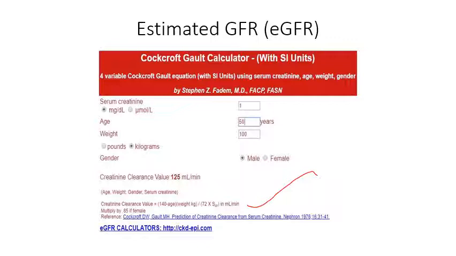Creatinine clearance value is (140 minus age in years) times weight in kilograms, divided by 72 times serum creatinine, in ml per minute, and this should be multiplied by 0.85 if the candidate is a female. So online, if you give the serum creatinine level, age, weight and gender, the creatinine clearance can be calculated automatically. That is known as estimated GFR or eGFR. The equation to find it out is the Cockcroft-Gault calculator.